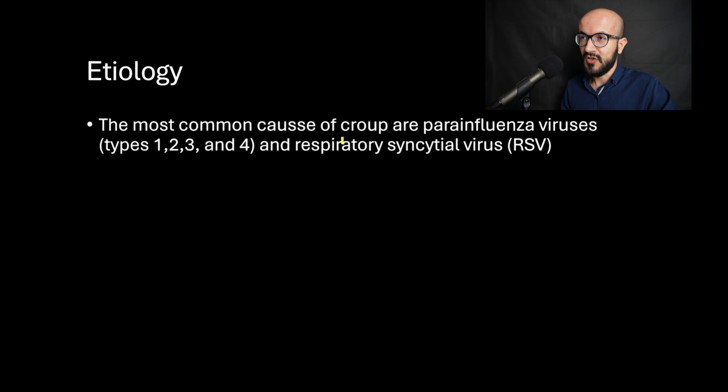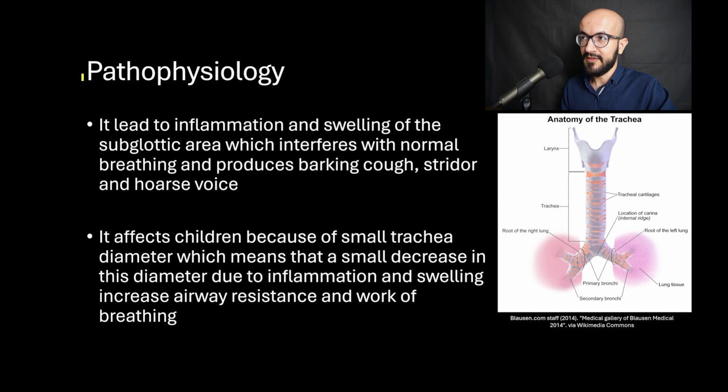Now, the most common cause of this disease is the parainfluenza viruses types 1, 2, 3, and 4, and the respiratory syncytial virus RSV. So it is viral in origin. Now, regarding the pathophysiology, in Croup there is inflammation and swelling of the subglottic area, which interferes with the normal breathing and produces a barking cough, stridor, and hoarse voice.